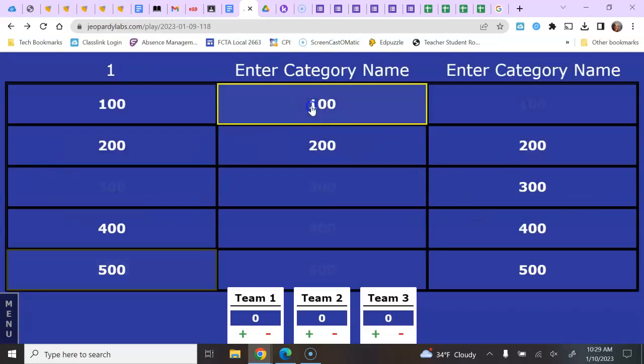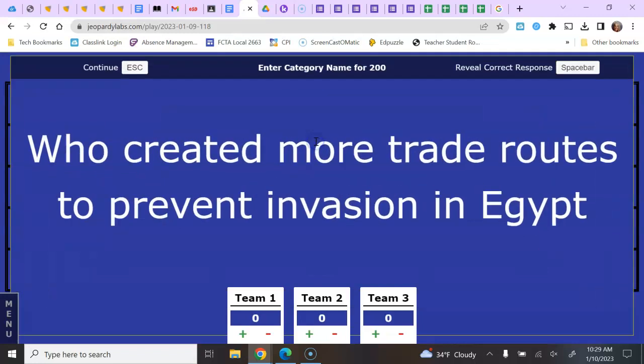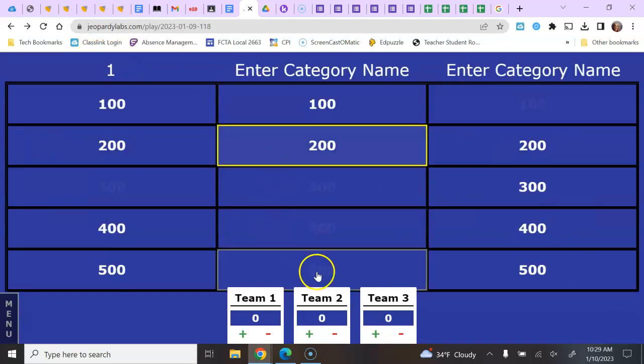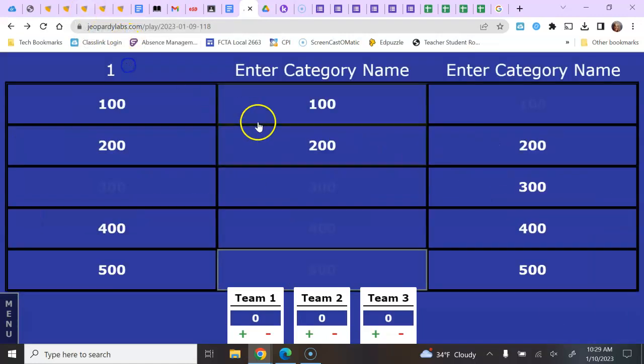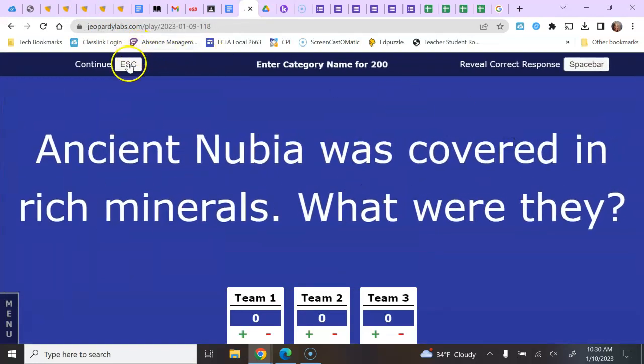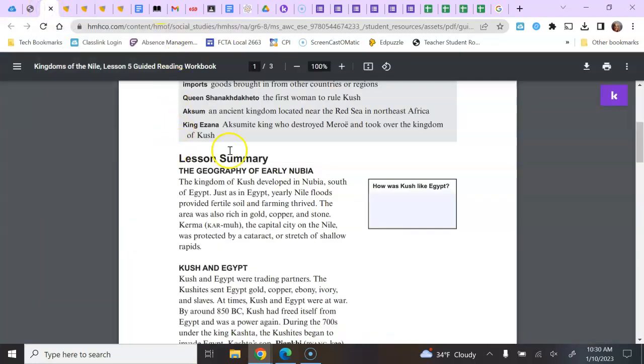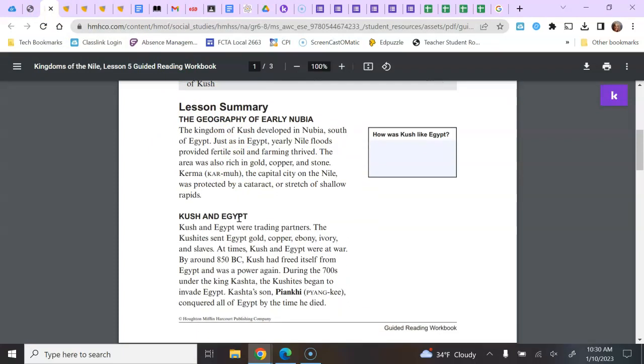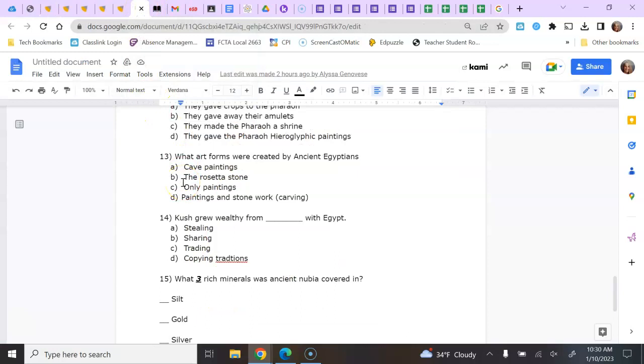How did Cush get wealthy? Okay, well, let's see. Cush and Egypt were trading partners. Cush freed itself from Egypt and was in power again. The Cushites began to invade Egypt. So how do you think they got wealthy? If they were invading Egypt, but they also traded together. So did they steal, share, trade, or copy traditions?